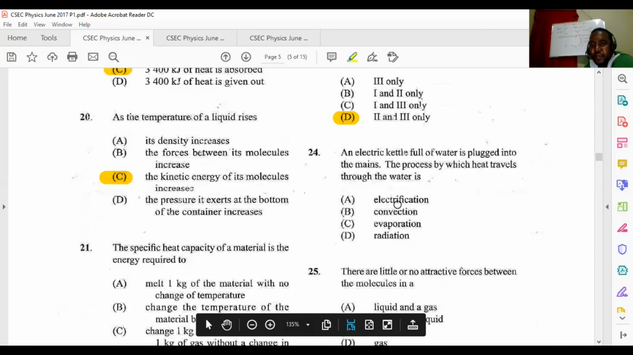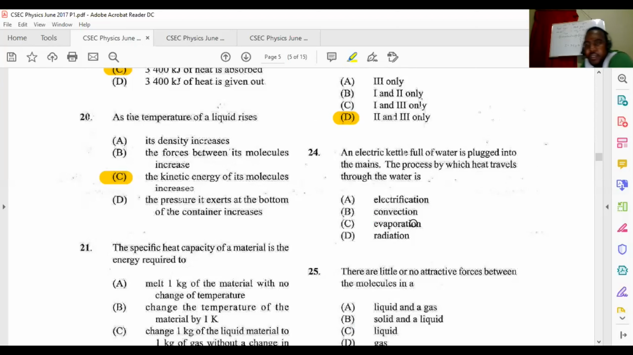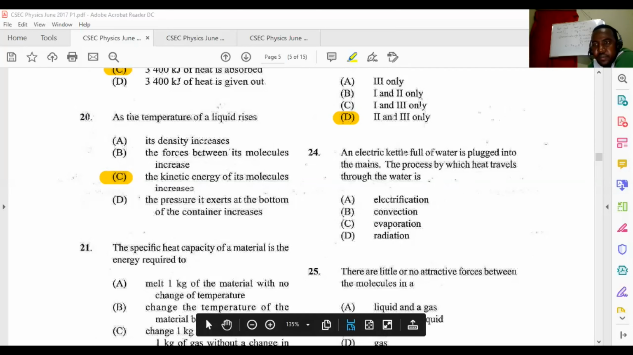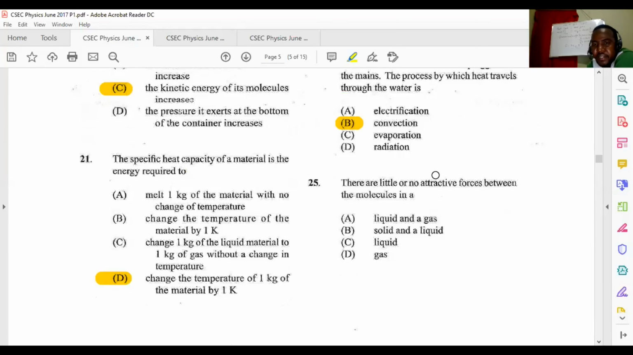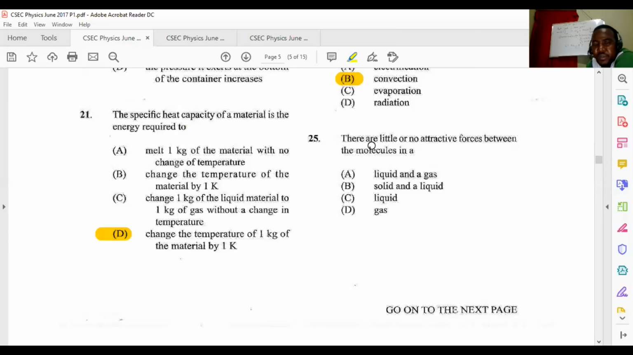All right, 24. An electric kettle full of water is plugged into the mains. The process by which heat travels through the water is called B, convection. Great, because it's liquid, so that is convection. All right, 25. There are little or no attraction forces between the molecules in a gas.